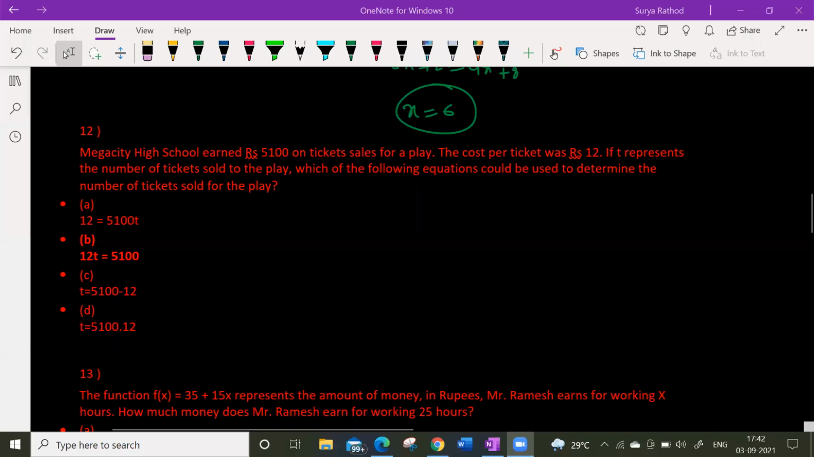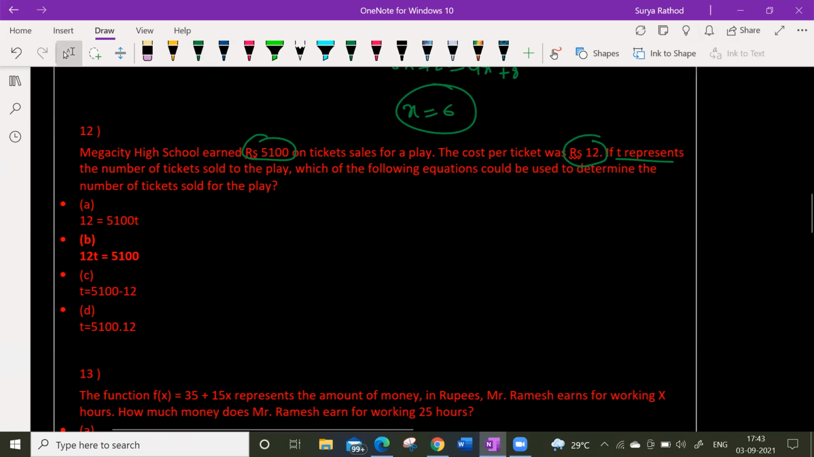Yes. Now look at this. The Mega City High School earned 5,100 on ticket sales per play. The cost per ticket was this much. If T represents the number of tickets sold to the play, which of the following equations could be used to determine the number of tickets sold for the play?